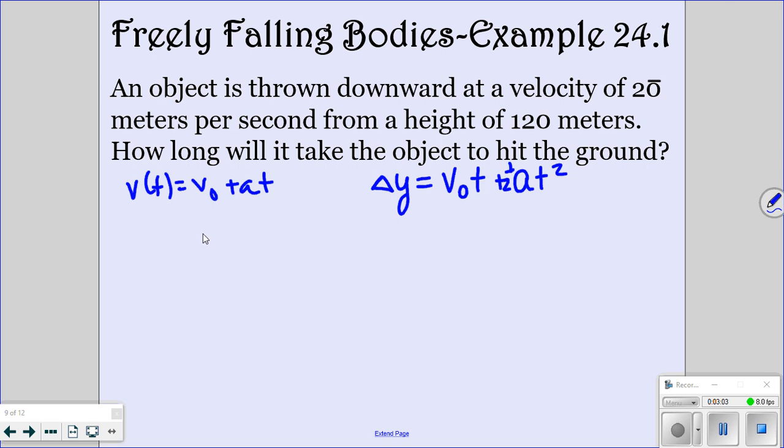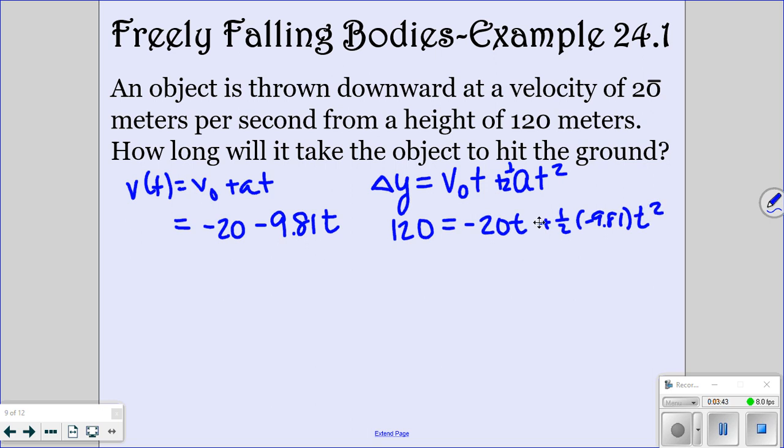They tell us our initial velocity, because it's thrown downward, is 20 meters per second. So our V sub O is negative 20. And then acceleration is always negative 9.81. And we don't know our time. And then over here, the change in height is 120 because it starts at 120 and we want to know when it'll hit the ground. And then our V sub O, again, is negative 20. And then time, we don't know, plus 1/2 negative 9.81 and t squared.